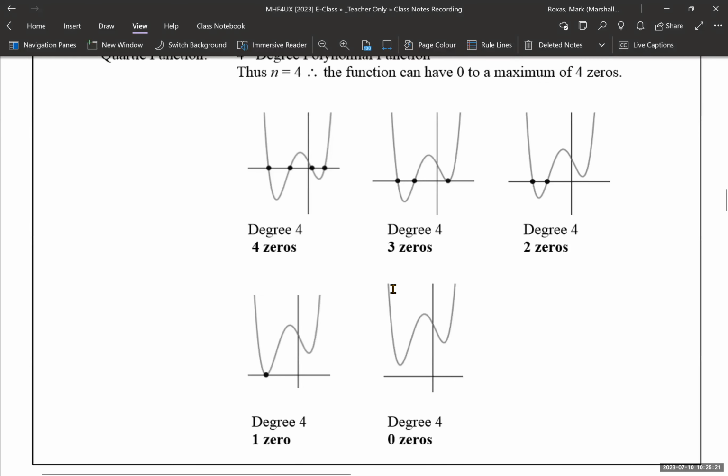So again, remind yourselves, keep making these notes. n is the degree. n is the maximum number of zeros it could potentially have. The number of turning points is always going to be n minus 1, right? So we only have 3 turning points at most.